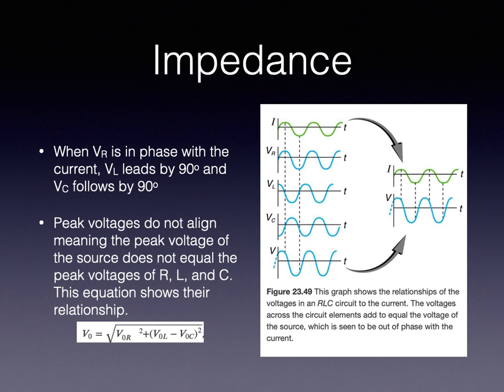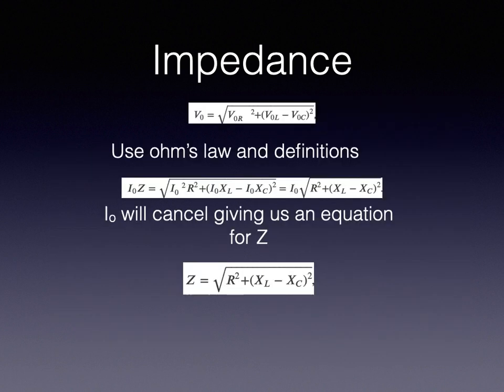However, there's an equation that can show the relationship, which is the equation listed here at the bottom left. This equation shows the relationship between the peak voltage of the source and the peak voltages across R, L, and C. And so if we use Ohm's law and some definitions for inductive reactance and capacitive reactance, we can do some substituting for our variables and get a new equation. This equation is the impedance of an RLC series AC circuit.